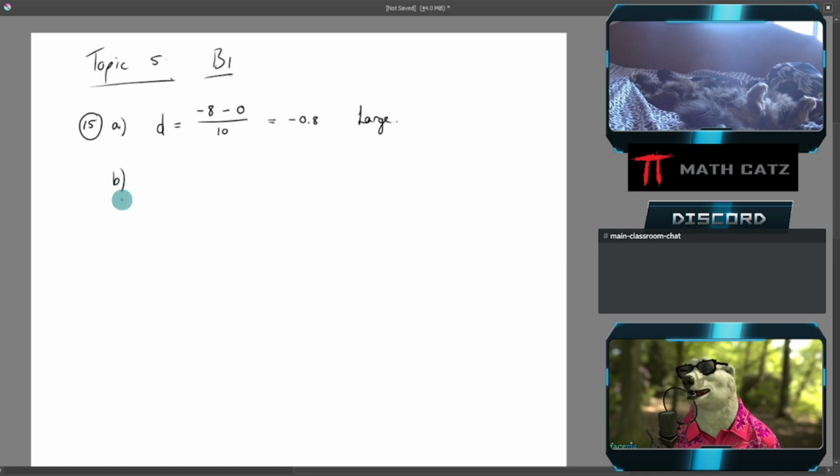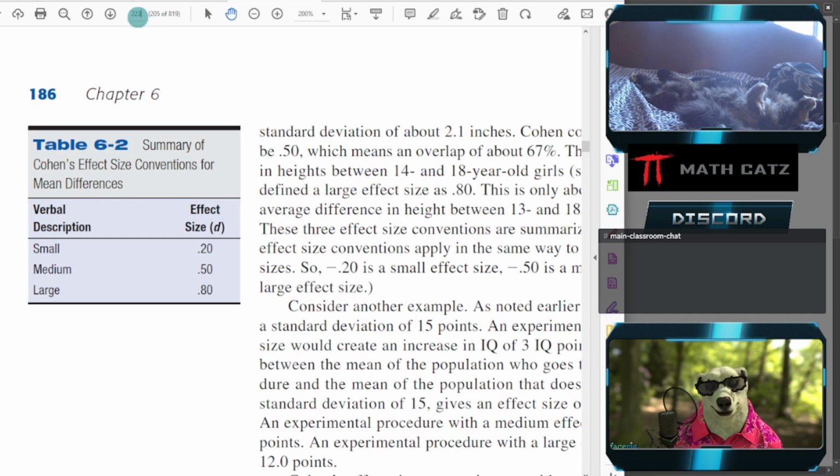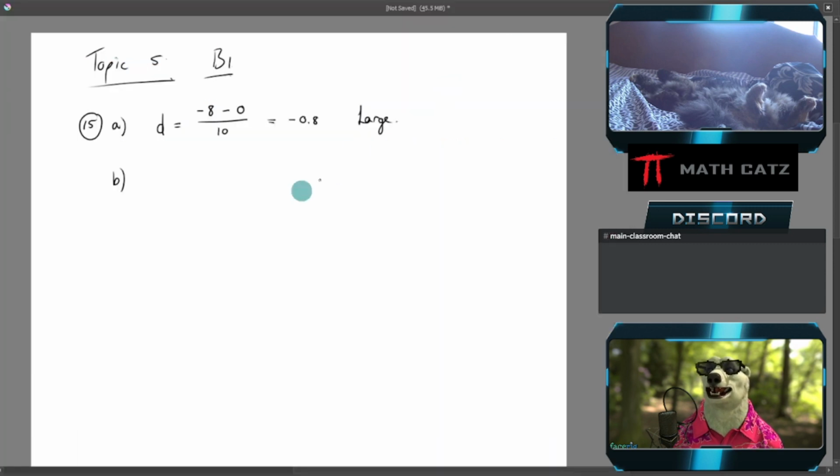Let's also do B, just so we do more than one. And let me go back to page 223. Move it up a little bit here. We also have a predicted mean of -5. What is the effect size then? So we have our calculation, -5 minus the given distribution mean over the standard deviation. And then we, of course, get -5 over 10, which is -0.5, and that'll be classified as medium.